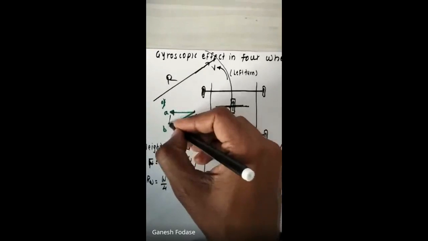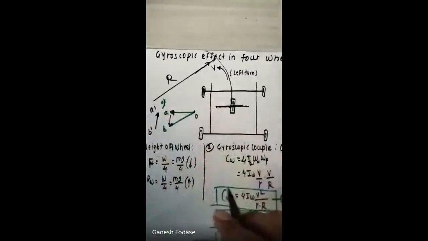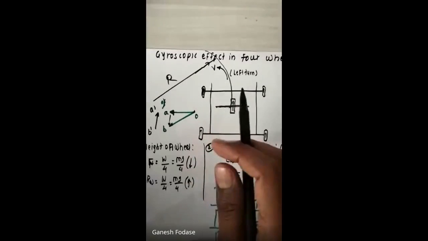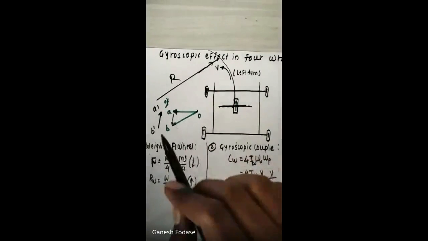Yes. To get AB, join AB, and then B dash A dash is your reactive couple vector. Now tell me, I can't compare actually, but is it similar to steering or pitching? This motion is similar to steering or pitching?